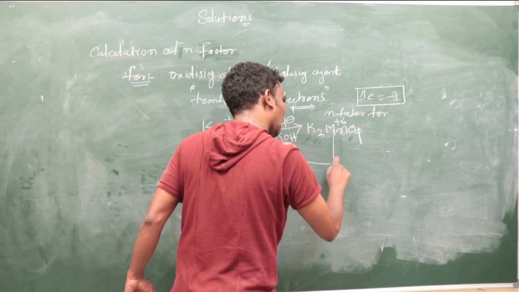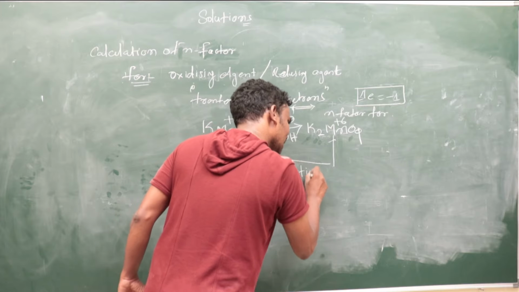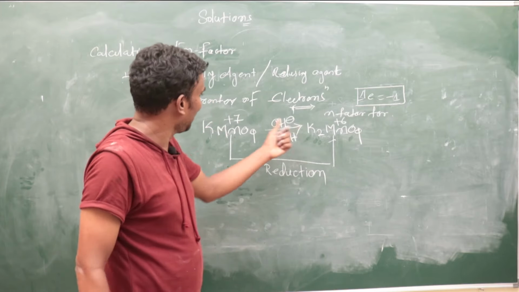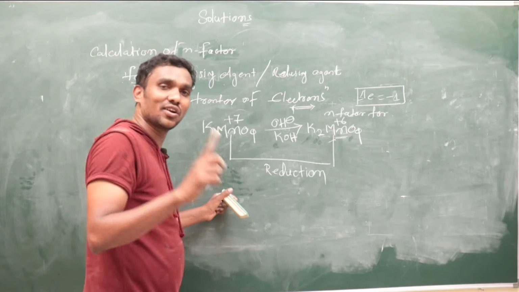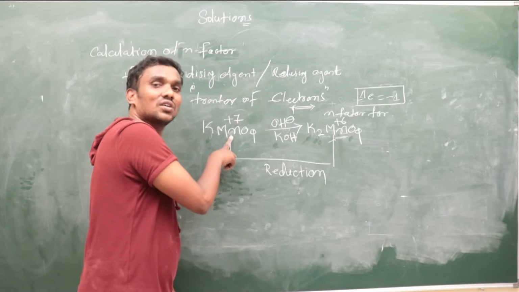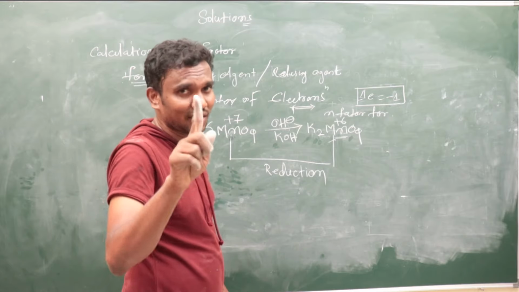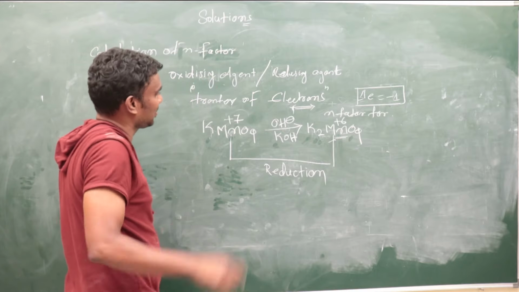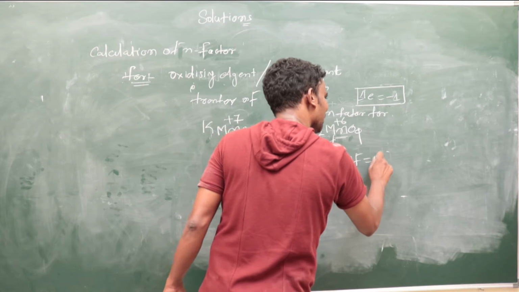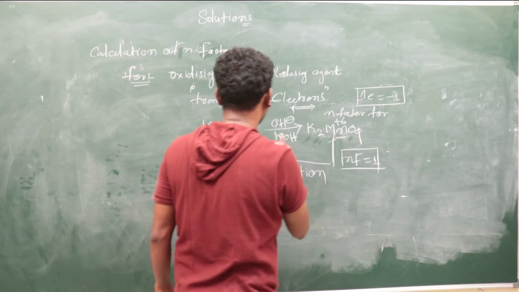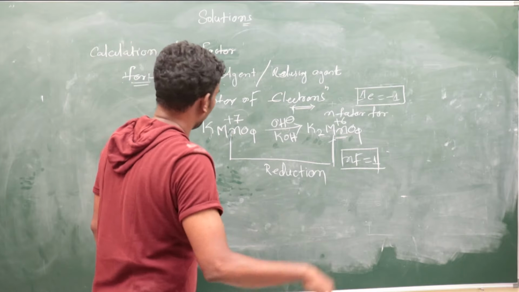See, this process is called as what, sir? Reduction. Why is it reduction? Because of electron gain. The manganese gains electrons. So what is this called? Oxidizing agent. Which one is gaining the electron? That is called the oxidizing agent. See, n factor is what, sir? 1. Why? Because 1 electron is transferred. That's all.